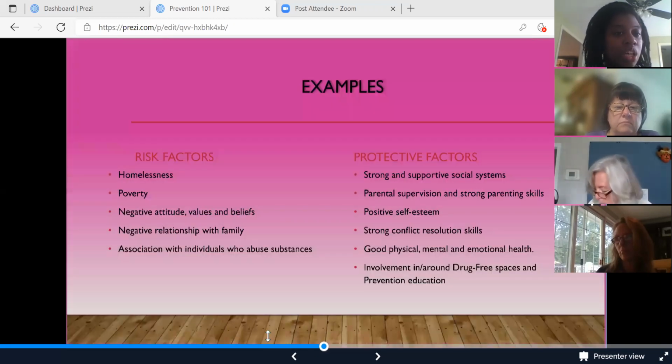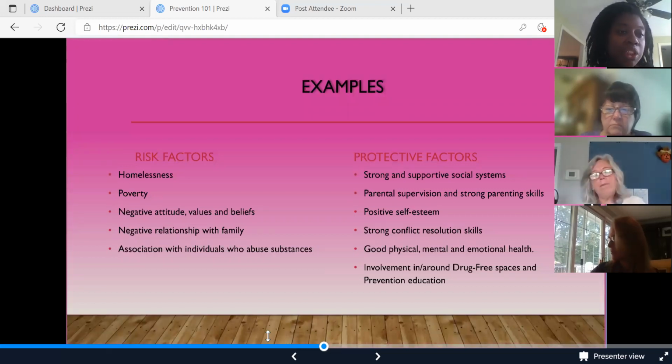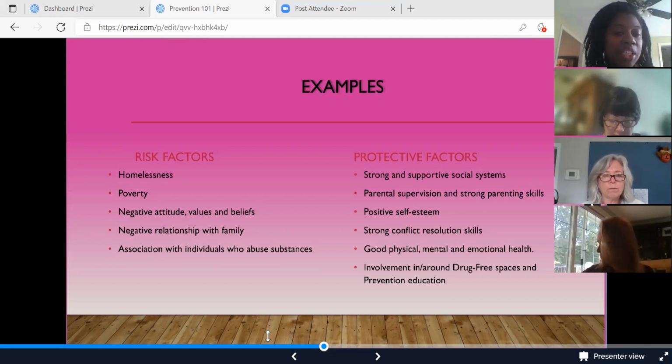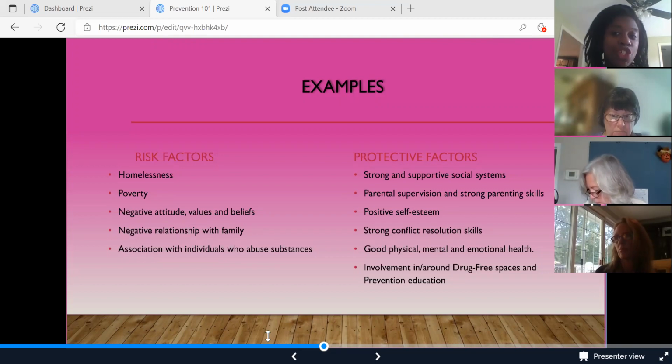So some examples of risk and protective factors. Risk factors can be things such as homelessness or poverty. Protective factors may be strong and supportive social systems, or a strong parent in the household who has very good discipline skills, as well as participating in the guidance and supervision of their child.